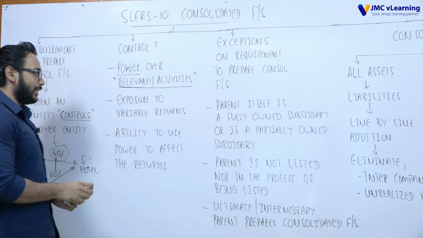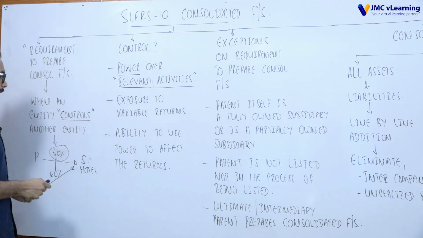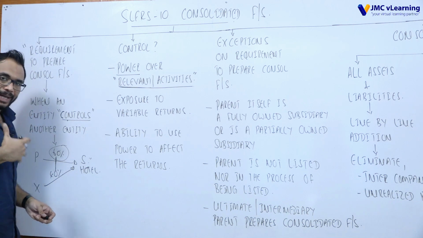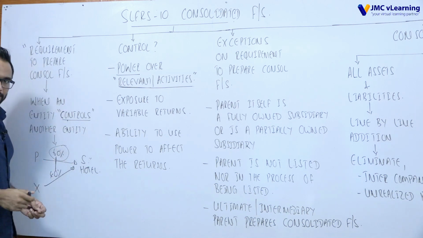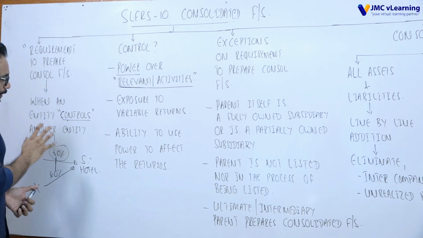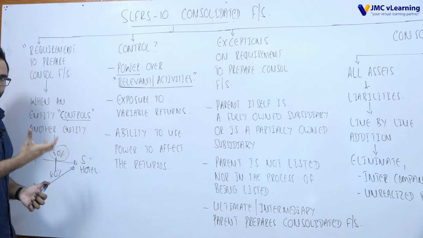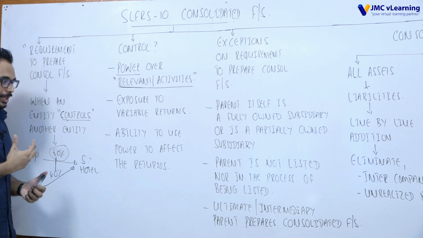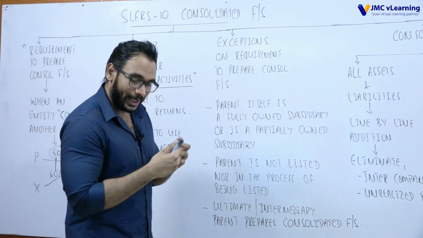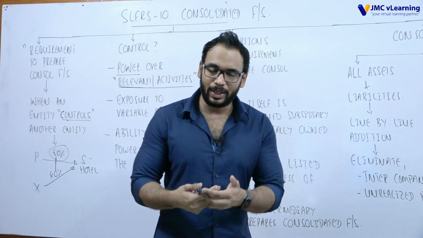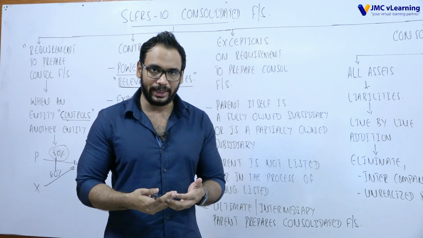Once you determine that this party controls the other party, then the party who has control has to prepare consolidated financial statements, right? So that's why this control becomes so important. The definition of control and evaluation of control becomes so important, because the party who has control over the other party is the one who should prepare consolidated financials.